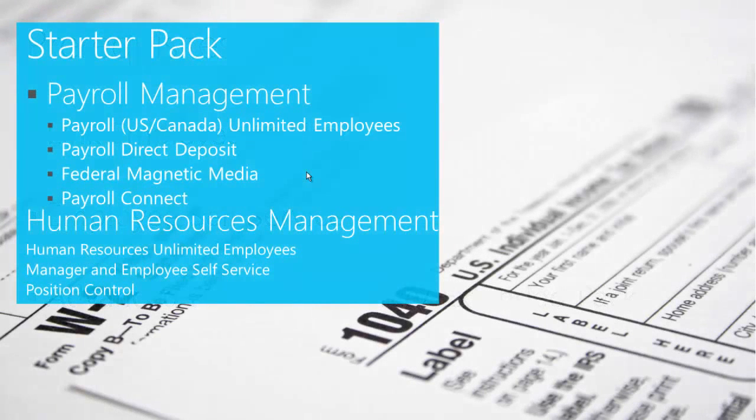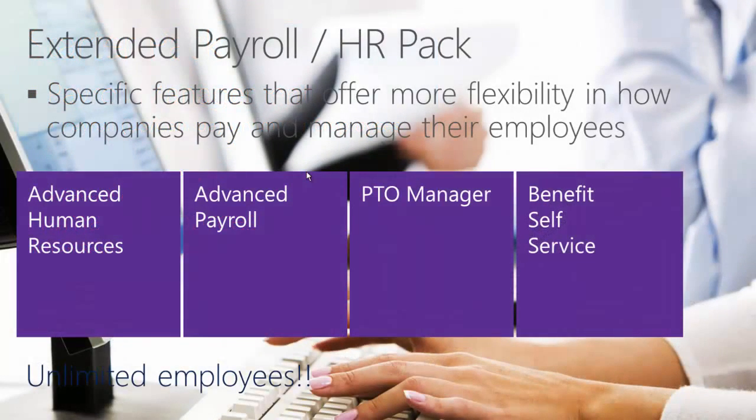Just to recap, so you're familiar: what is the starter pack that you get for free, and what is in the extended pack? In the starter pack, you get payroll with unlimited employees, payroll direct deposit, magnetic media, payroll connect, HR with unlimited employees, self-service, and position control. So that's all in the starter pack, no employee count. And this started in GP 2013 and rolls forward to GP 2015. What is in that extended pack? In the extended pack, you have advanced human resources, advanced payroll, PTO manager, and benefit self-service.